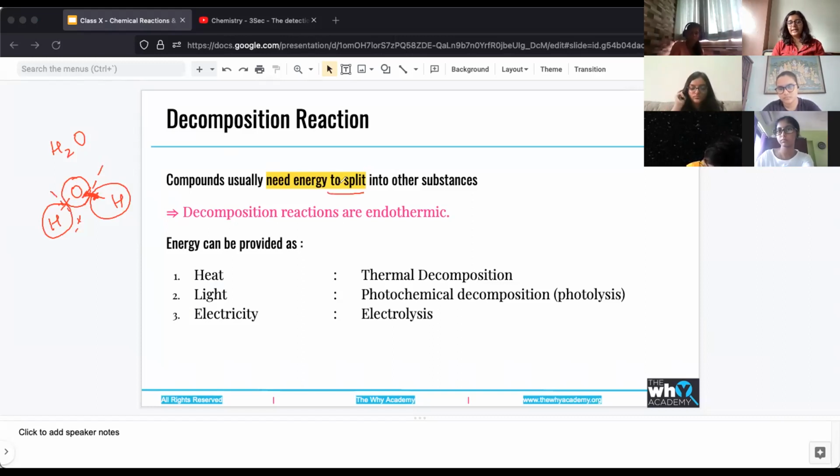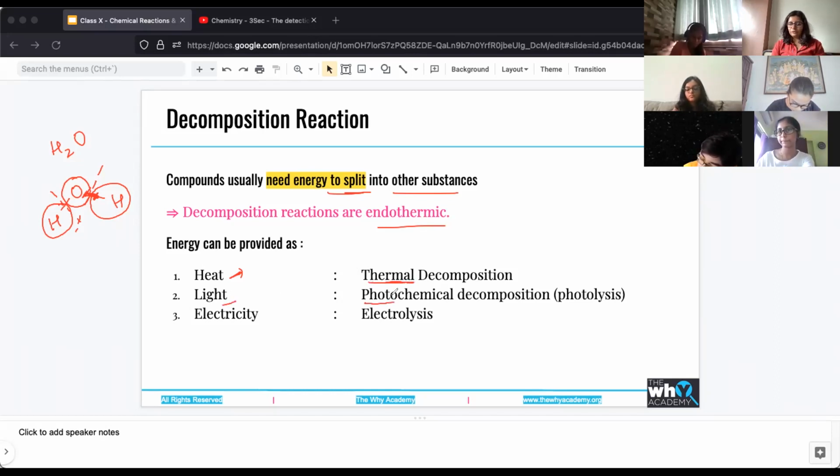So compounds usually need energy to split into other substances. So because you have to give energy, a lot of decomposition reactions also end up being endothermic. Okay. So depending on how you give that energy, you have different types of decomposition reaction. So अगर heat energy दे रहे हो, so heat means thermal, like इसलिए you have thermos flask, thermometer. Therm मतलब related to heat. So for heat you have thermal decomposition.